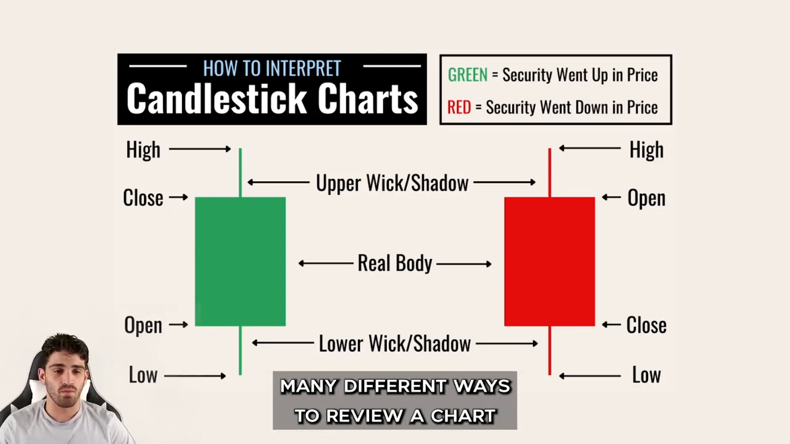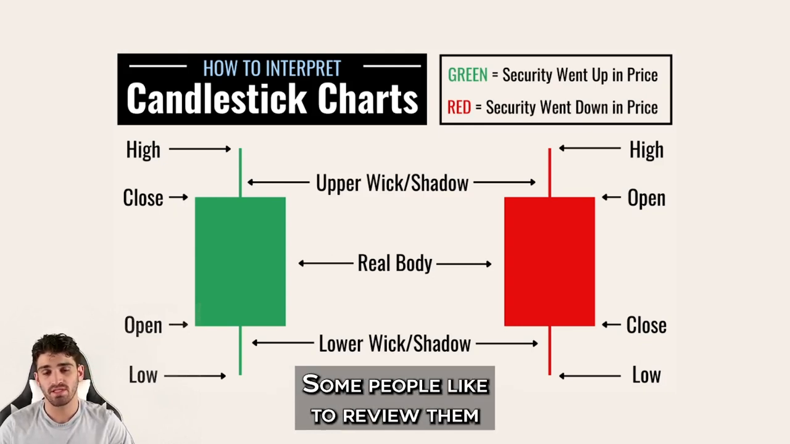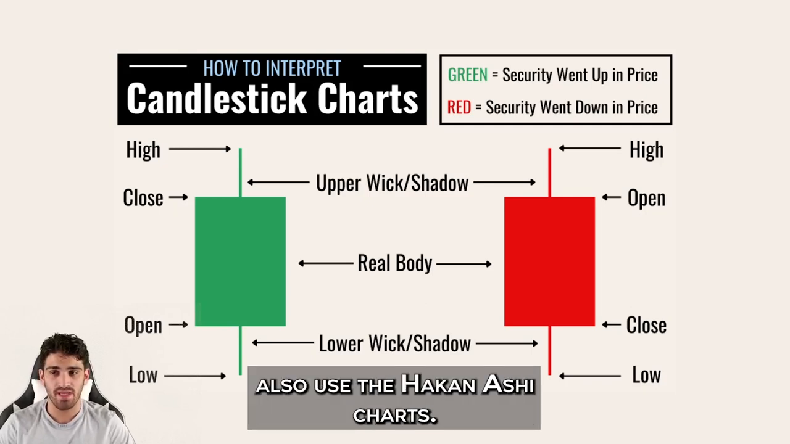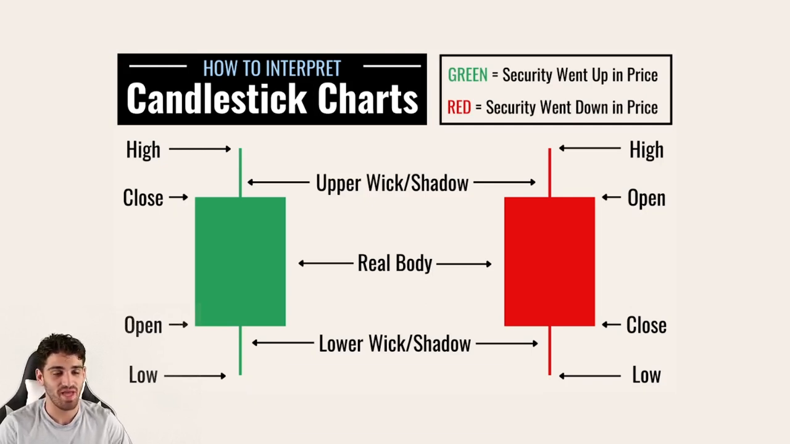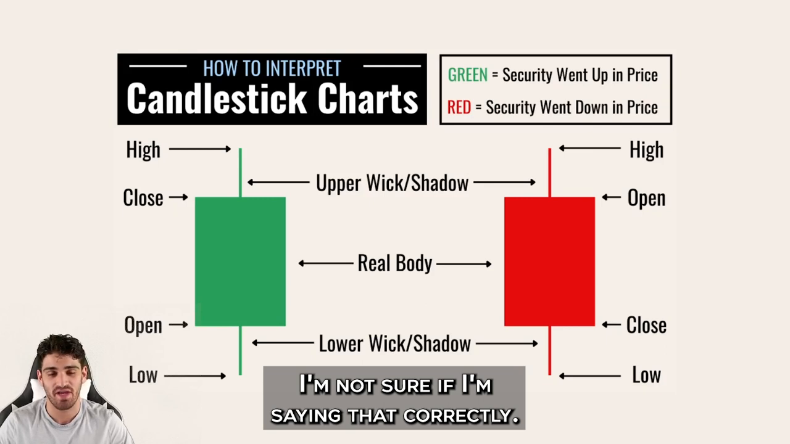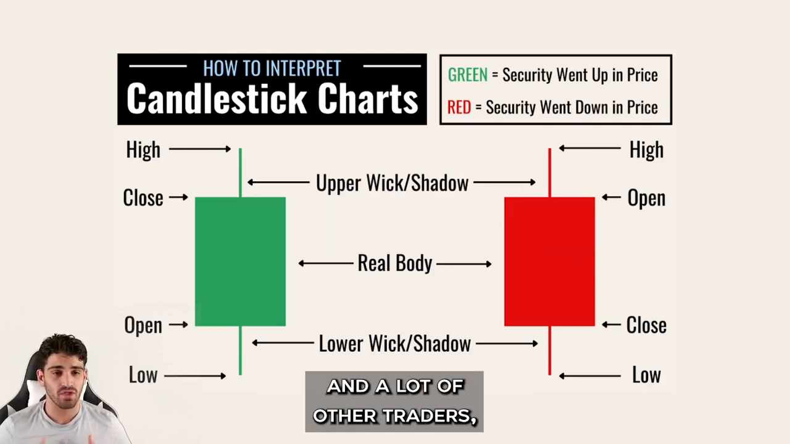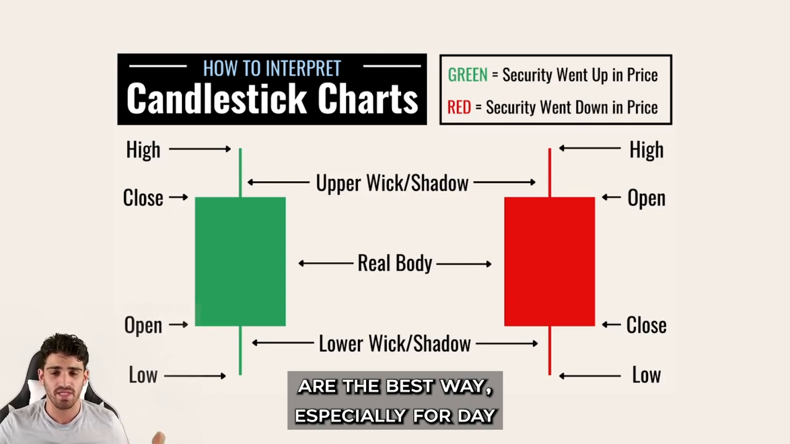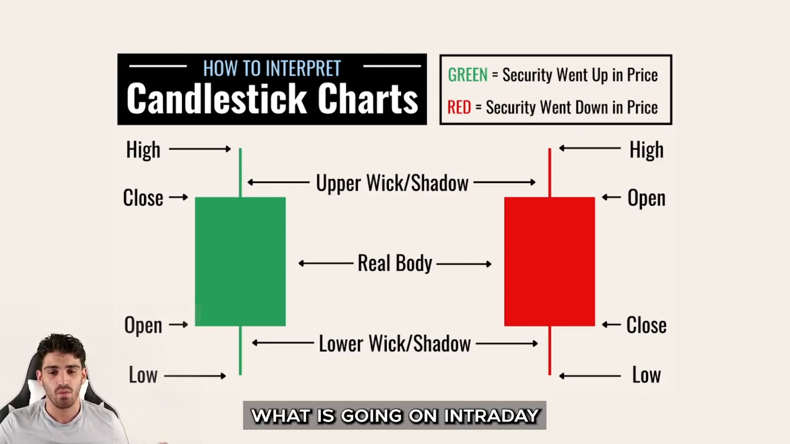So there are many different ways to review a chart. Some people like to review them with just a line graph. I know a lot of people also use the Heikin-Ashi charts, the Heikin-Ashi candlesticks. I'm not sure if I'm saying that correctly. For myself and a lot of other traders, I find that utilizing candlesticks is the best way, especially for day trading, to read a chart and truly understand what is going on intraday and on longer time frames.